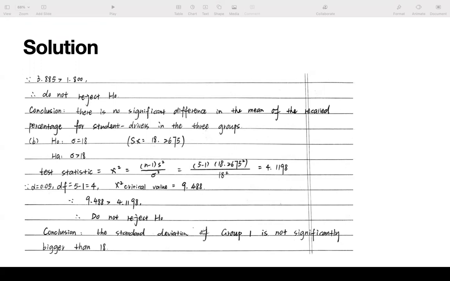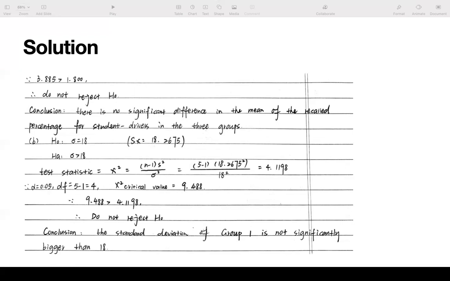And so for part B, it asks to conduct a test of hypothesis to determine if the standard deviation of group 1 is bigger than 18, and use alpha equal to 0.05. And so we have the null as sigma equal to 18, and the alternative as sigma is larger than 18, so that's a right-tailed test.